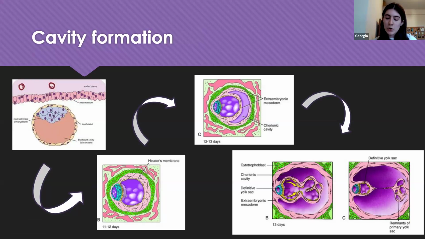So after this, the chorionic cavity begins to form. So this occurs initially through expansion of some mesoderm behind the primitive yolk sac. And then a space appears called the chorionic cavity. The chorionic cavity then expands and acts to pinch the yolk sac, such that there's the formation of the definitive yolk sac from the primitive yolk sac and a connecting stalk, and the connecting stalk becomes the umbilical cord. I hope that made sense.